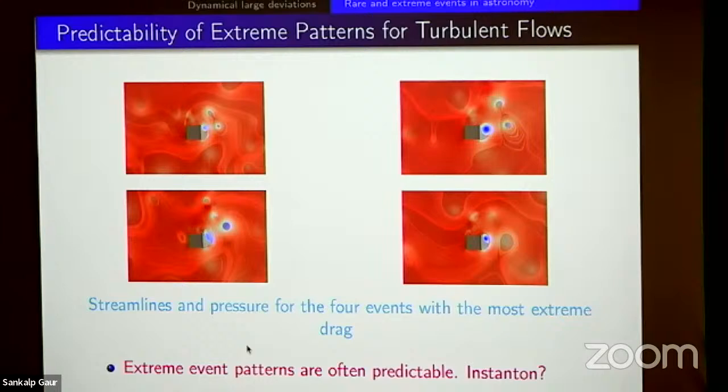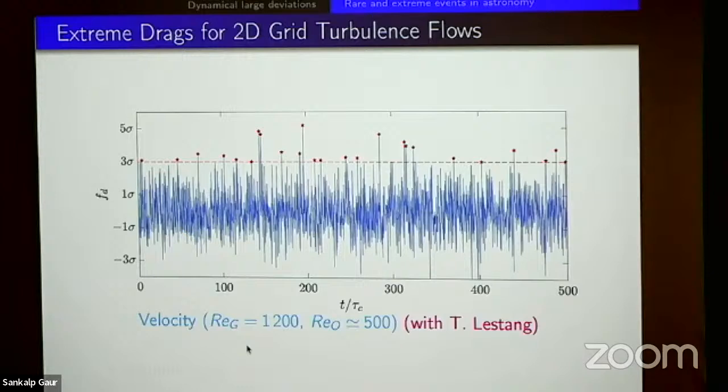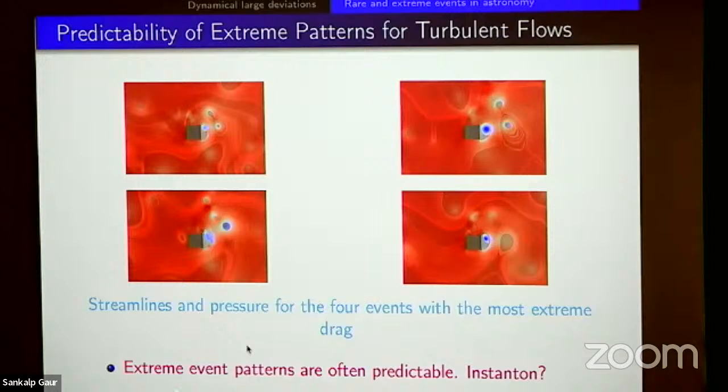And so here it's much less clear than in my previous example, but it seems that the patterns for these extreme events are predictable here. So it might be related to some instanton. Here the signature of the instanton is much less clear, but still there is something about it. So the idea is that those rare events will always occur the same way if they are rare enough.